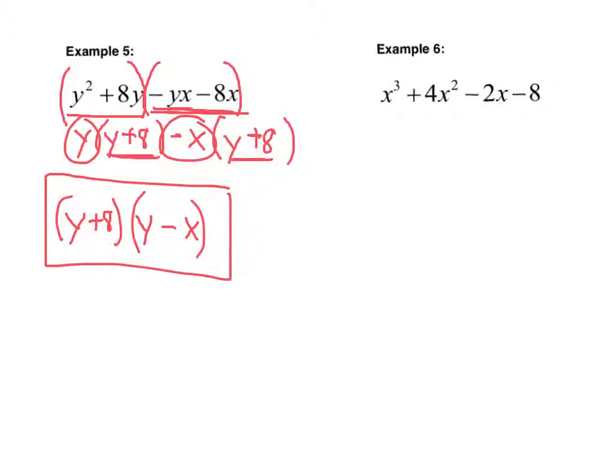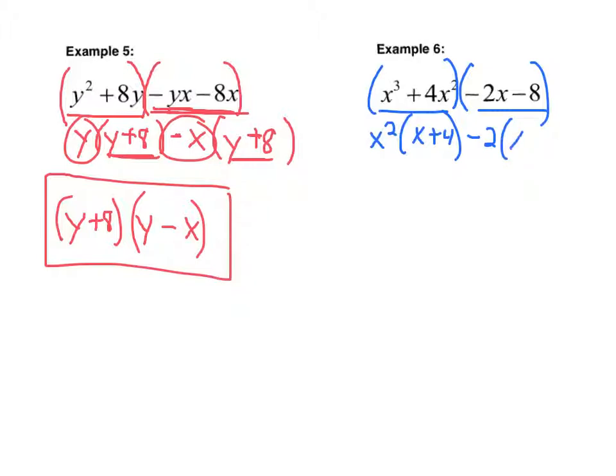All right, let's try the last one, which is number 6. So write the problem down and group the first two together, group the second two together, pull out a common factor of x squared. What you have left is x plus 4. You're going to pull out a negative 2, factor by a negative 2 here. When you do that, you end up getting a positive x plus 4. And again, these should match. If it's not matching, you're doing something wrong.